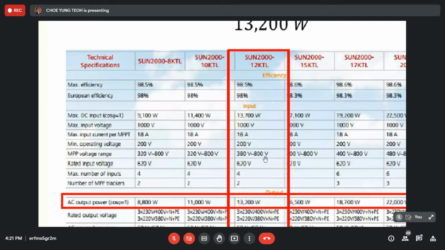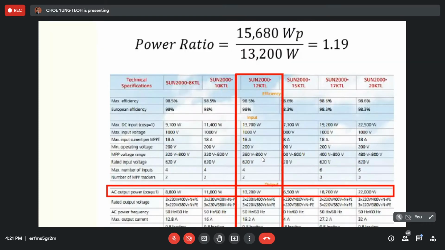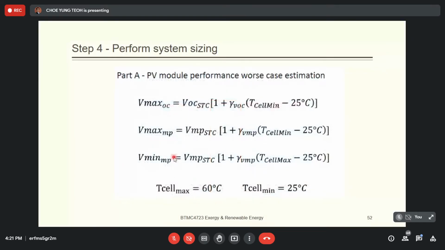Okay, same thing for 800 volts. You don't want it to exceed 800 volts. So in that case, you will consider the minimum temperature. Okay, so you can see that we actually have 3 equations over here. First one is the maximum voltage at open circuit. Second one, maximum voltage at maximum power. And third one is the minimum voltage at maximum power.